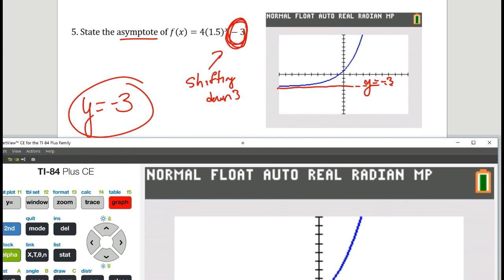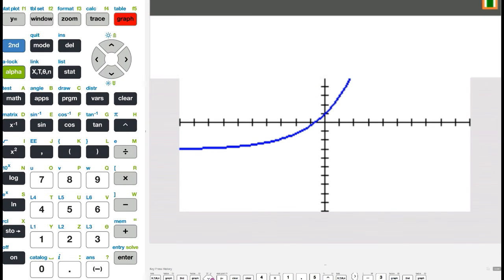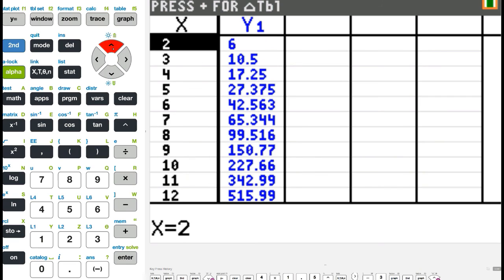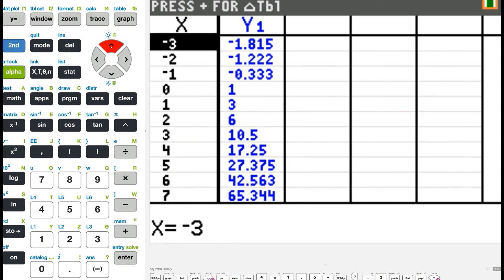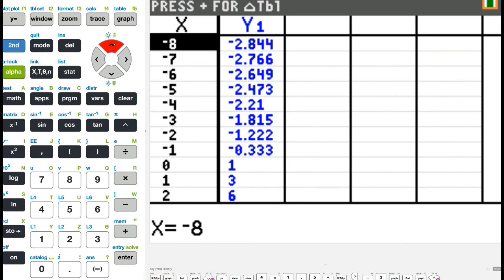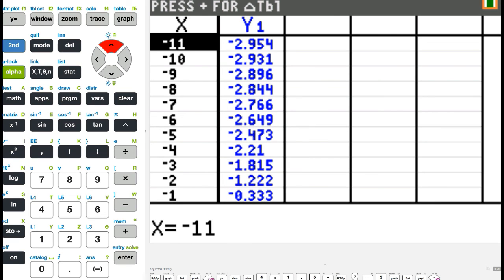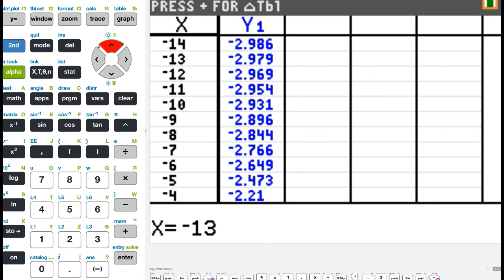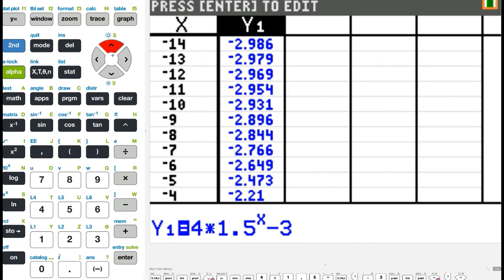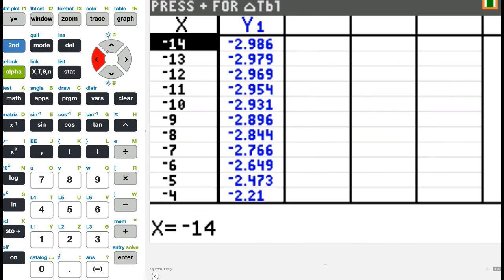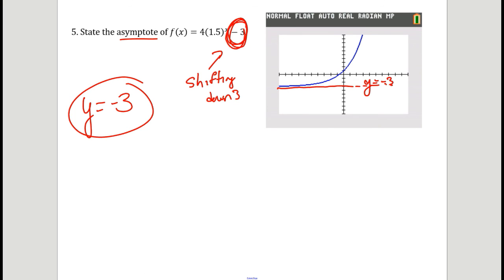If you go to your calculator and look at the table of values, you'll see that as x gets negative, my y values are going to begin to approach negative 3. These numbers are getting closer and closer to negative 3. So my horizontal asymptote is y equals negative 3 because I shifted down 3 units.